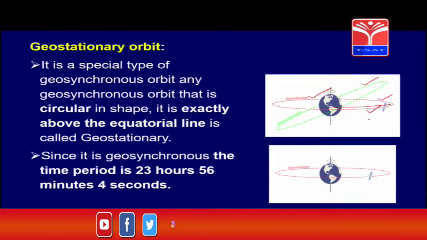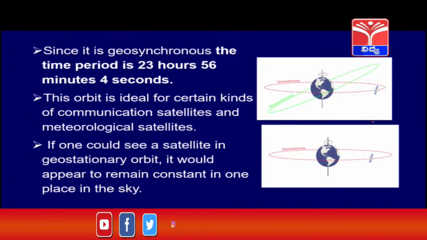In order to be a geostationary orbit, it should satisfy three conditions. One is the time period, which should be equal to the Earth's time period. Then it should be above the equatorial line, and the orbit should be circular in shape. These are the three conditions we must remember to be a geostationary orbit. Since it is geosynchronous, the time period is 23 hours, 56 minutes and 4 seconds.